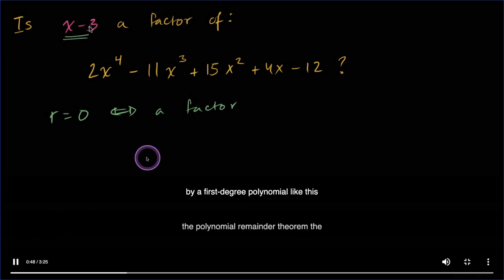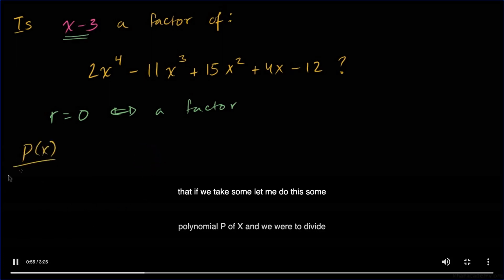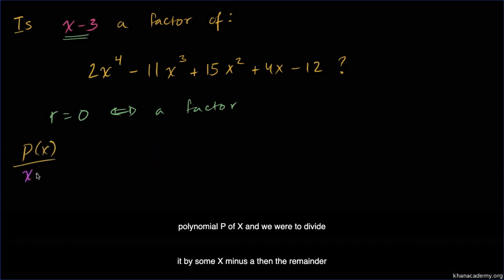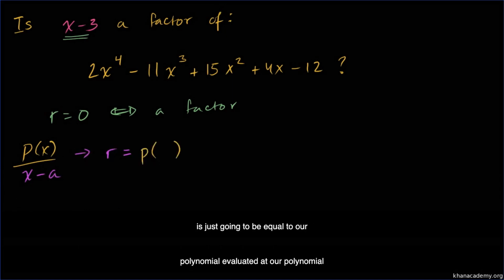The polynomial remainder theorem tells us that if we take some polynomial p of x and divide it by some x minus a, then the remainder is just going to be equal to our polynomial evaluated at a. So let's see what a is in this case. Well, in this case, our a is positive 3.